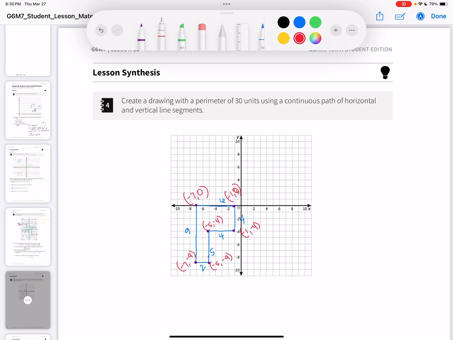Okay. You can do it however you want. If you want to come up with a different 30, that's fine. Remember, perimeter is the outside length of a shape, okay? Area is the inside, how you fill it, okay?